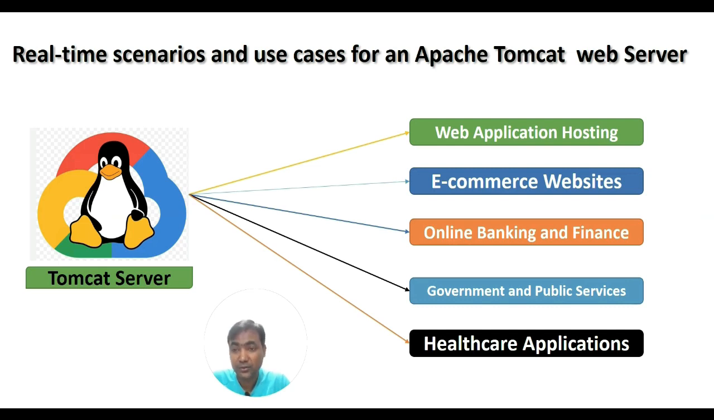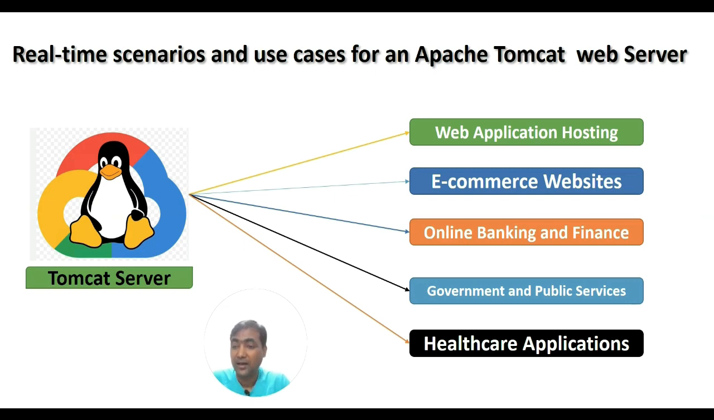Tomcat is open source software, meaning it's free to use, modify, and distribute. This makes it an affordable choice for developers and organizations of all sizes. Apache Tomcat can be used in a variety of real-time scenarios and use cases where you need to deploy Java-based web applications. Here, you can see some of the common scenarios in which Tomcat is a suitable choice for your requirement.